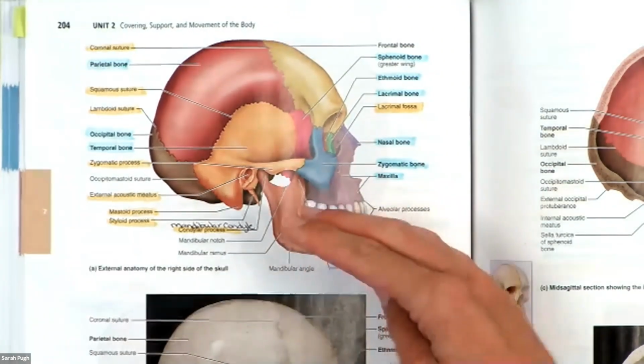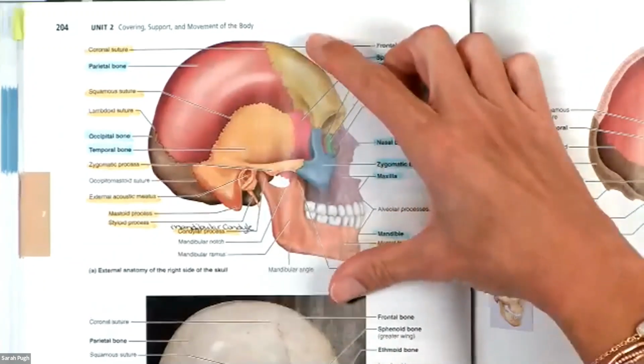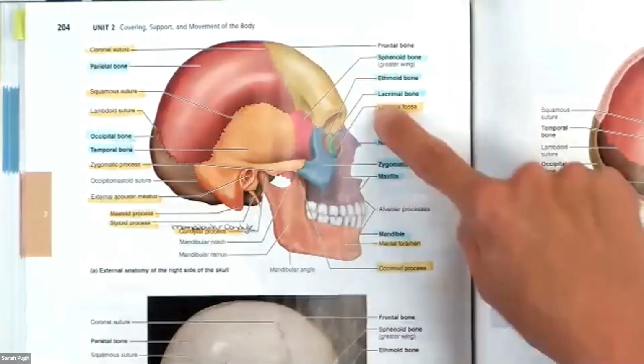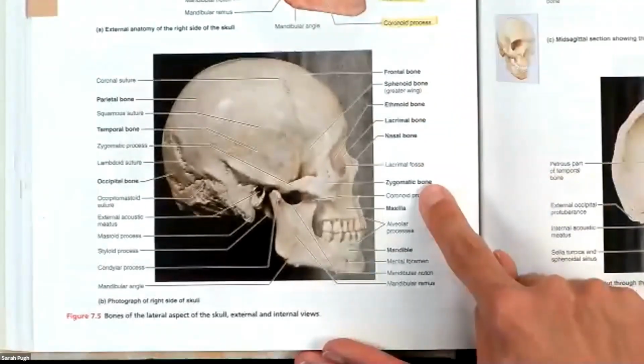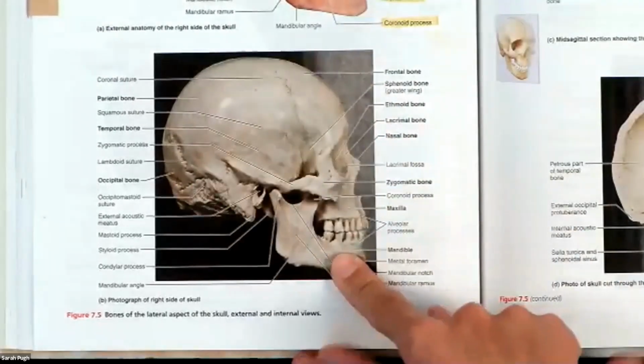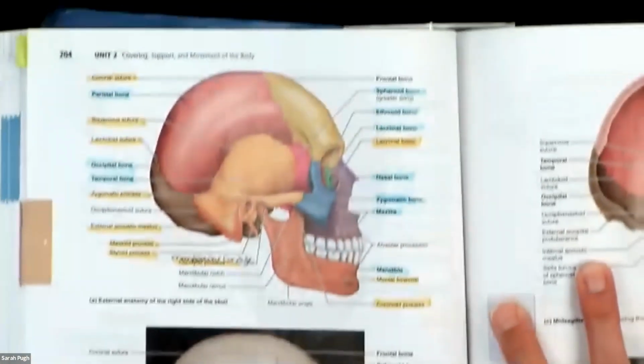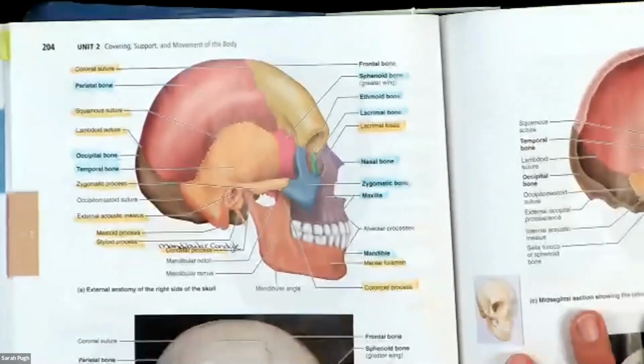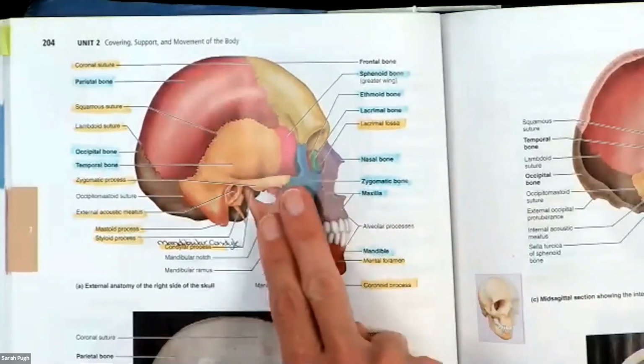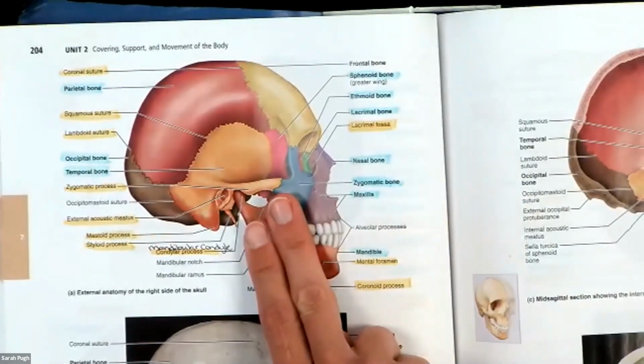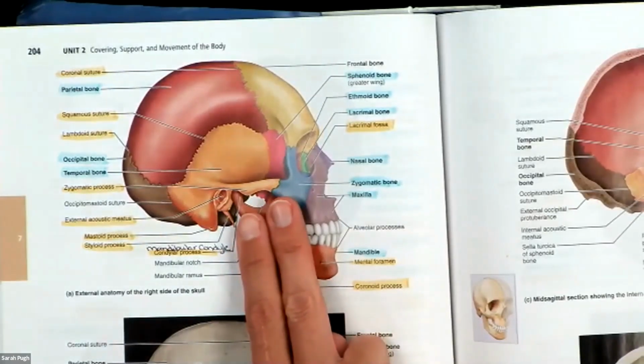Now, in your textbook, they do a really good job of showing you these artist renderings, and then underneath are the actual skulls. On your quiz and on your lab exam, I'm only going to be using these pictures that we're going over. Okay, so that should make your life a little bit easier.